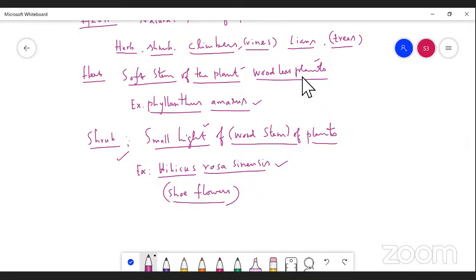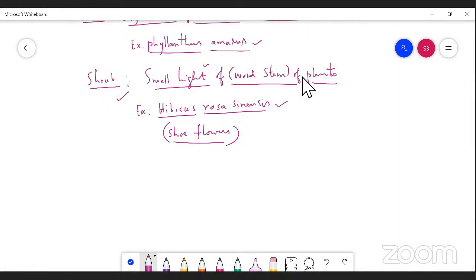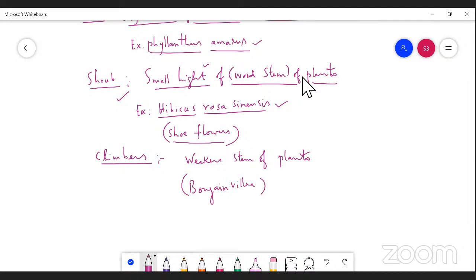I discuss the Rosa sinensis. Another example is climbers. The climbers attach to other plants; they have a weak stem. For example, bougainvillea.